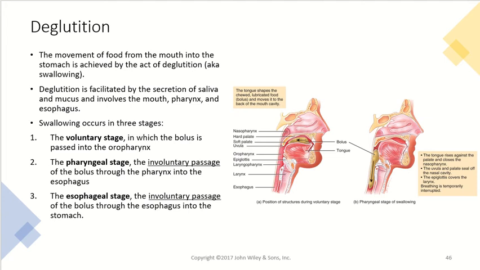Swallowing is going to occur in three main stages. We have the voluntary stage, the pharyngeal stage, and the esophageal stage. In the voluntary stage, this is when the bolus is going to pass into the oral pharynx. Next is the pharyngeal phase, and this is going to be the involuntary passage of the bolus through the pharynx into the esophagus. And then the esophageal stage is going to be the involuntary passage of that bolus through the esophagus and into the stomach.